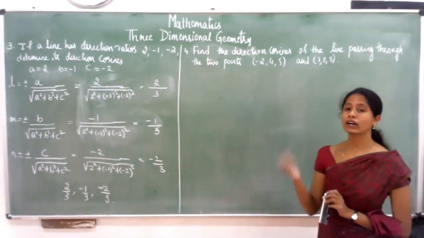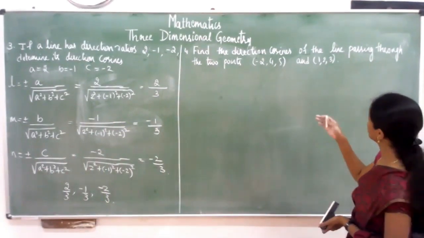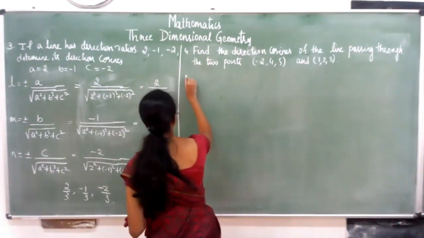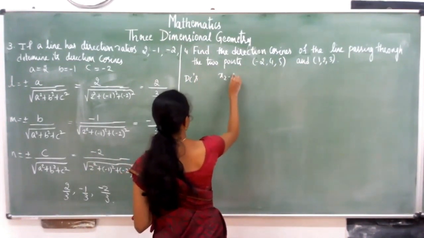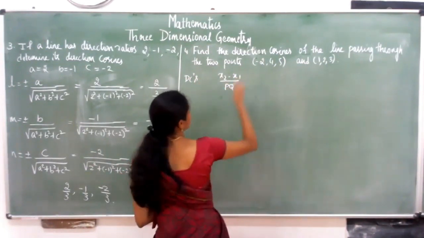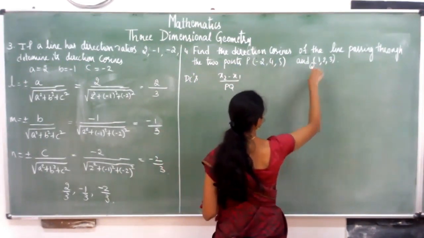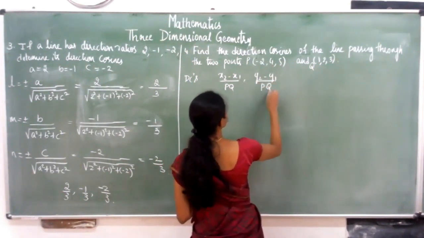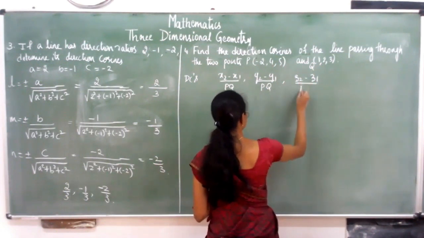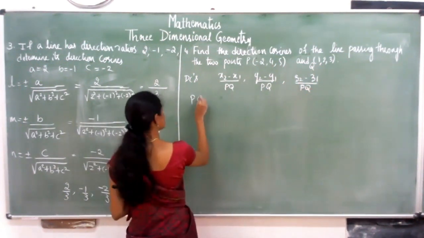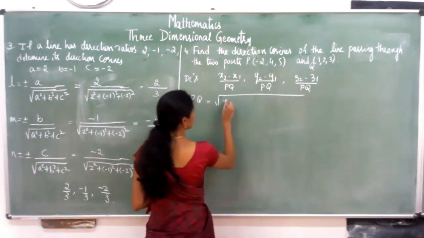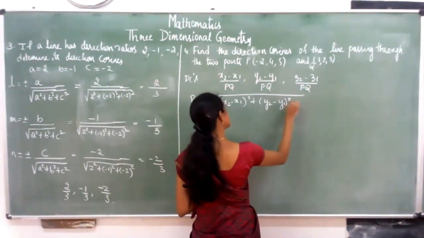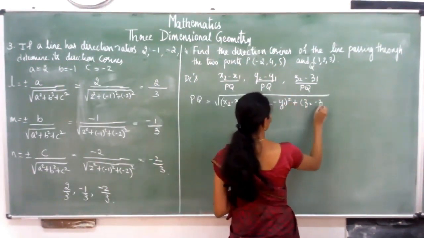Now let us see how to find the direction cosines when they have given the line passing through 2 points. Again, we know the formula. Here, the direction cosines are given by x2 minus x1 by PQ, if you consider this as point P and this as point Q, then y2 minus y1 by PQ and z2 minus z1 by PQ. And again we know what PQ is. PQ is equal to root of x2 minus x1 the whole square plus y2 minus y1 the whole square plus z2 minus z1 the whole square.